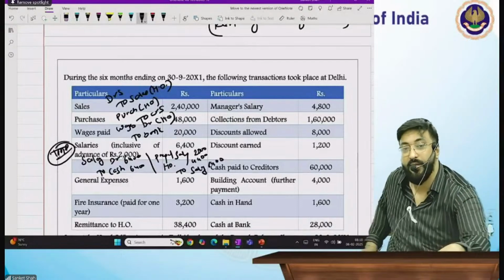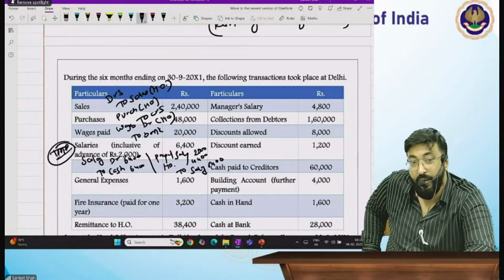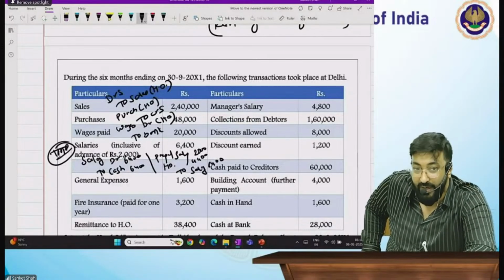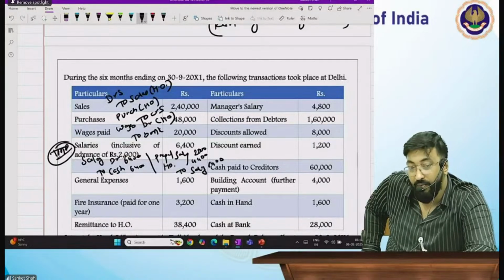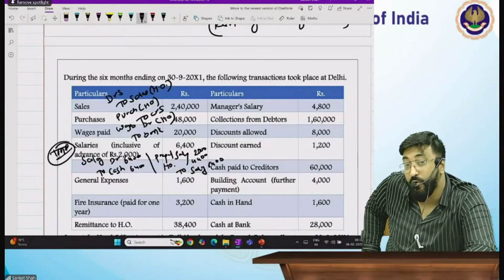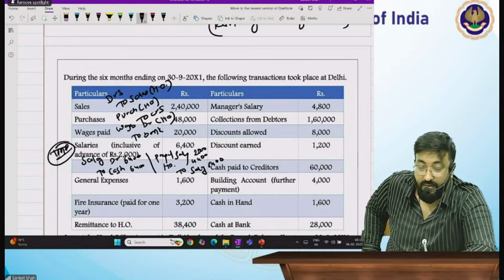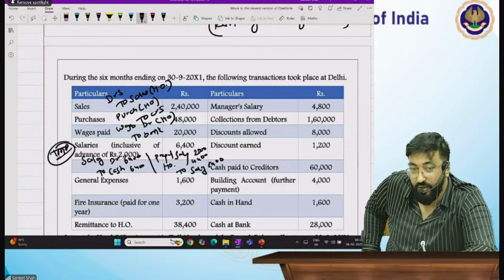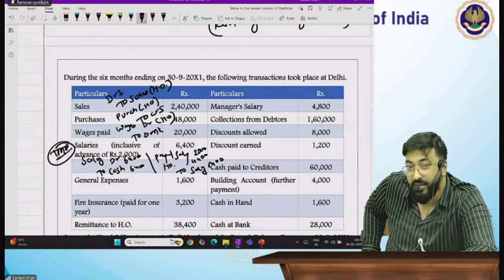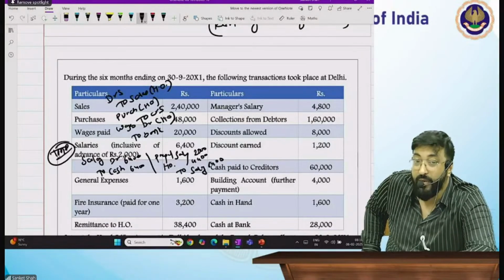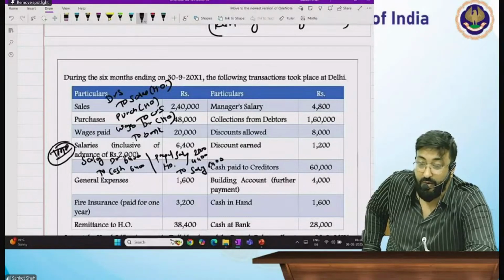Are you getting this entry? Prepaid salary is a current asset, so we will maintain it. And 4,400 we will transfer to Head office, and salary is cancelled. So cash you will reduce by 6,400. In current assets you will write 2,000 and HO we will write 4,400. Got the concept?